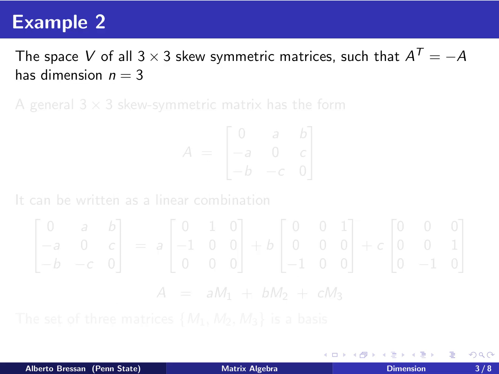Okay, let's take another example. Let's consider space V of all 3 by 3 skew symmetric matrices. So what is a skew symmetric matrix? That is, the transpose of the matrix equals the negative of the matrix. And then we say that this one has dimension equals 3. Let's check.